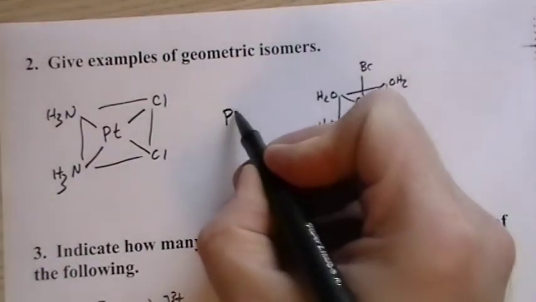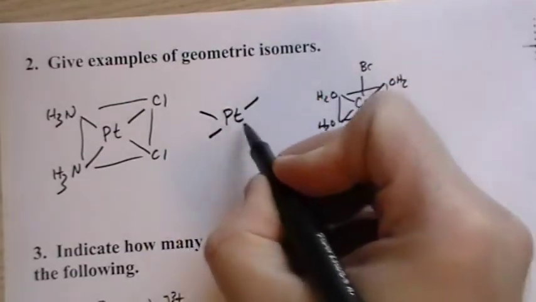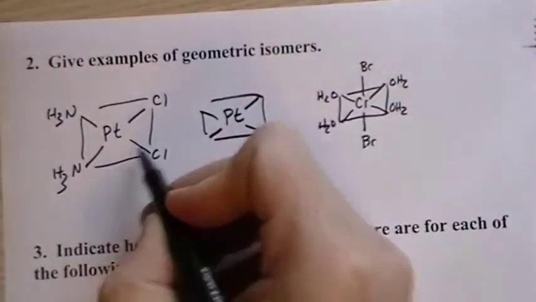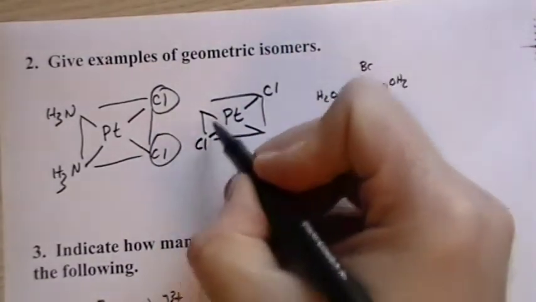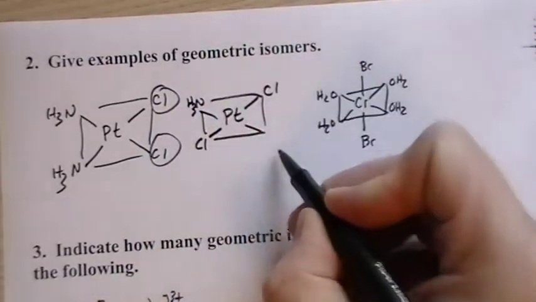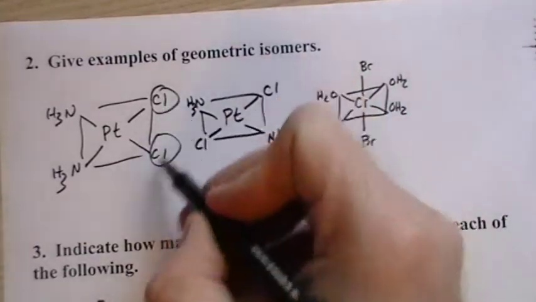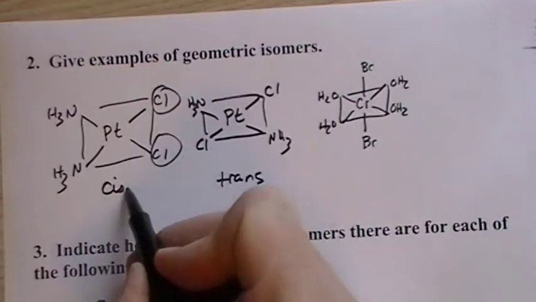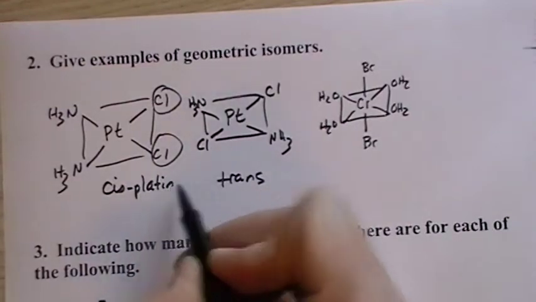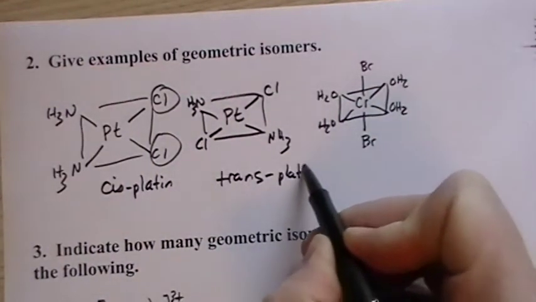It's just the orientation in space that is different. We have this structure with the chlorines next to each other, but we can also have them across from each other. Or we can think of the ammonia as being across from each other. These are cis, and these are trans. This one is called cisplatin, its common name, and this is transplatin.